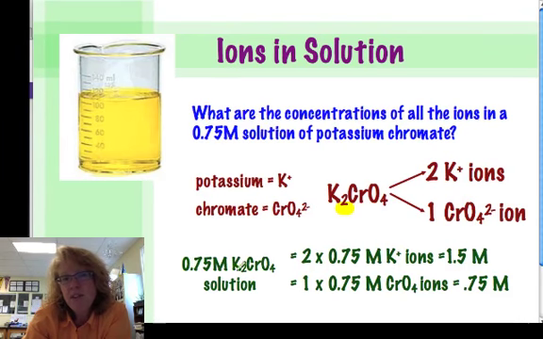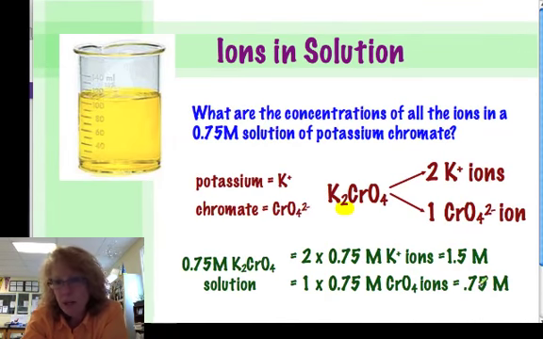So if we've got a 0.75 molar solution down at the bottom here, that means for every one of those molecules, I'm going to get double that number of potassium ions. So it's 2 times 0.75 moles per liter, a 1.5 molar solution of potassium. I'm only going to get 1 chromate ion, so it's 1 times 0.75 moles to get 0.75 molar of chromate ions.